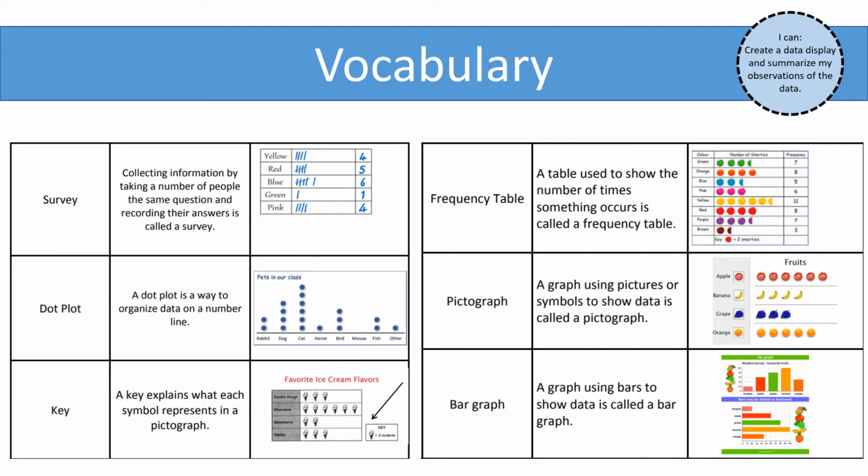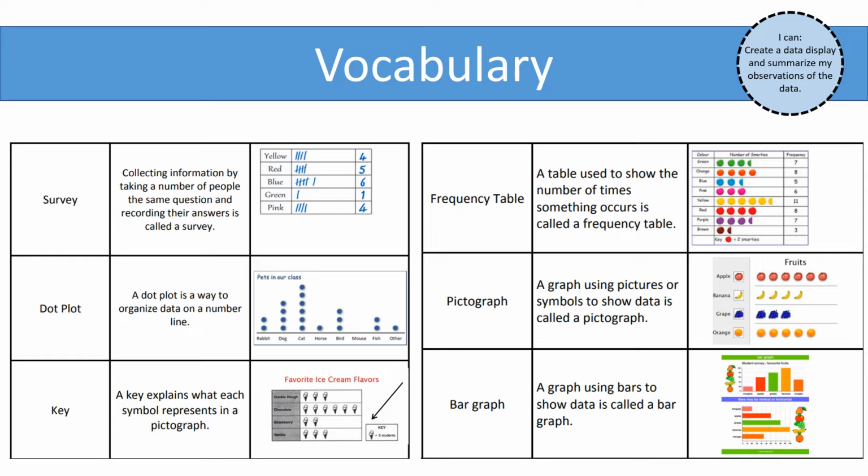So remember, we have our vocabulary. We have survey, which is collecting information by asking a number of people the same question and recording their answers. They use tally marks, just like we use tally marks. You have your dot plot, which is a way to organize data on a number line. You have your key. A key explains what each symbol represents in a pictograph. It's always important to look at the key because that can tell you how many each symbol represents.